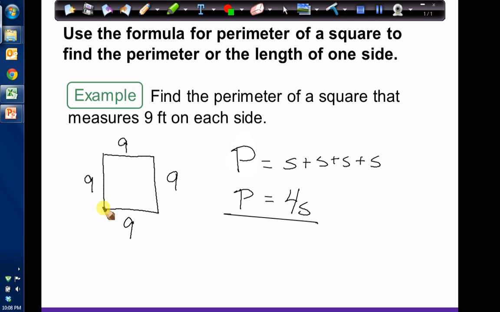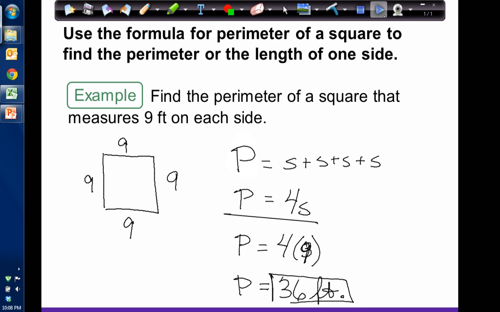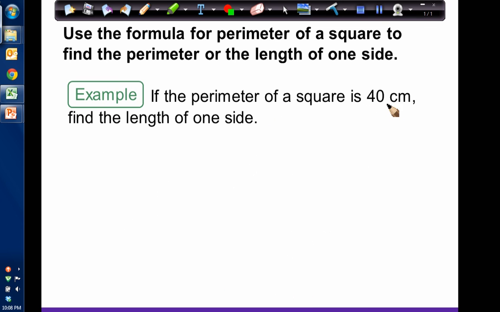Does this make sense? Does this work out? If we add 9 plus 9 plus 9 plus 9, we get 36. Does our formula work in this case? 4 times 9, and 4 times 9 is indeed 36. 36 feet. Alright, great.